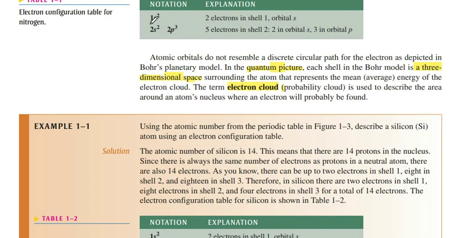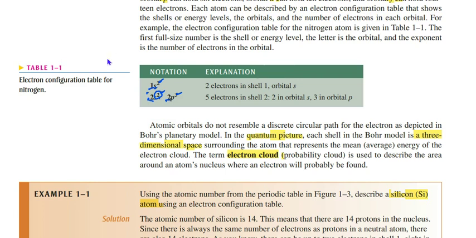So the first shell has only one subshell, which is S, 1s2. The second shell has 2s2 and 2p6. This is the example of the electronic configuration of nitrogen, which has 7 electrons.